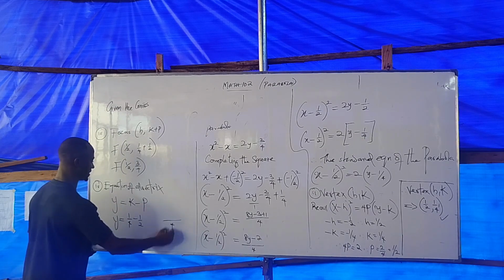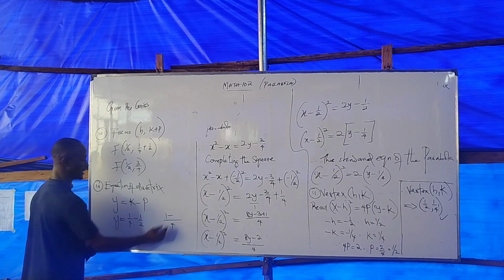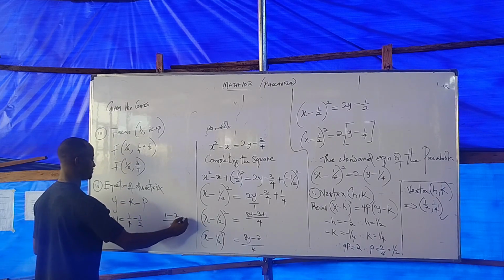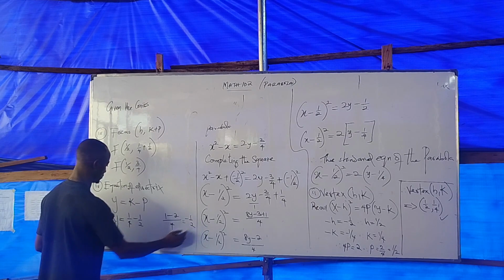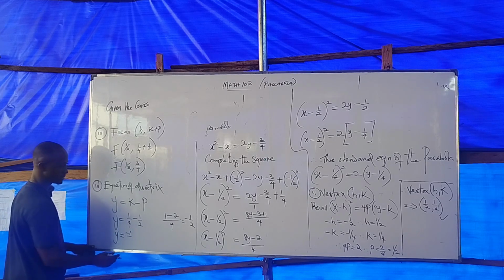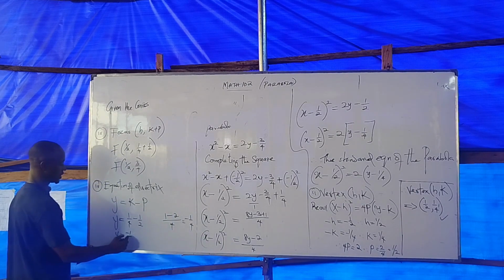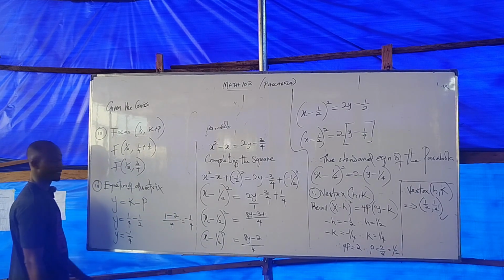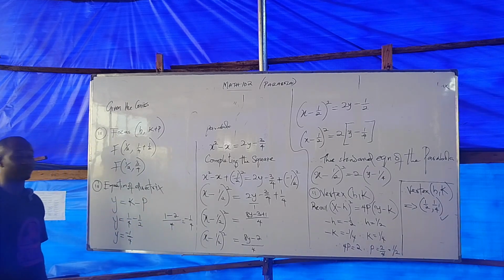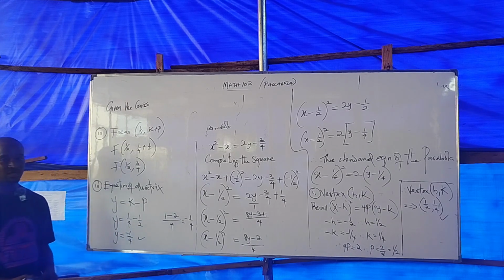So from this, LCM is still 4, right? 4 into 4 is 1. We have 1 minus 2. What's the answer? Minus 1 over 4. So that means our directrix is y equals minus 1 over 4. Sorry. So when you subtract this with this, we have minus 1 over 4. Alright? So this is our equation of directrix. Till we are done with this.